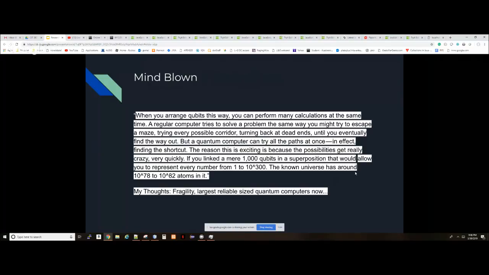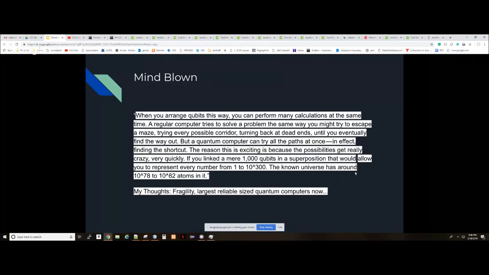A regular computer tries to solve a problem the same way you might try to escape a maze, trying every possible corridor, turning back at dead ends until you eventually find the way out. But a quantum computer can try all of the paths at once, in effect, finding the shortcut. The reason this is exciting is because the possibilities get really crazy very quickly.